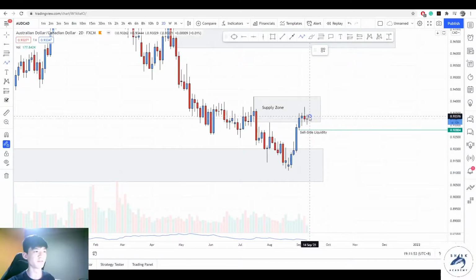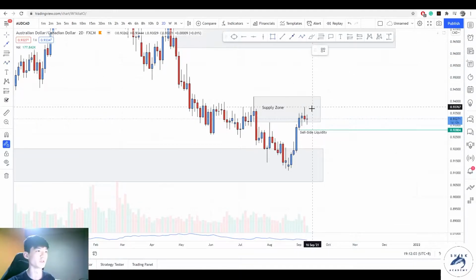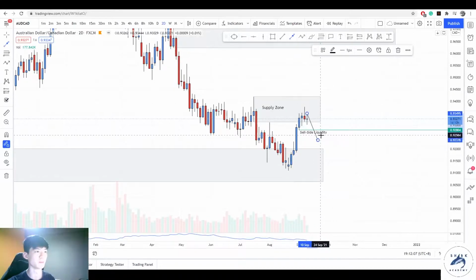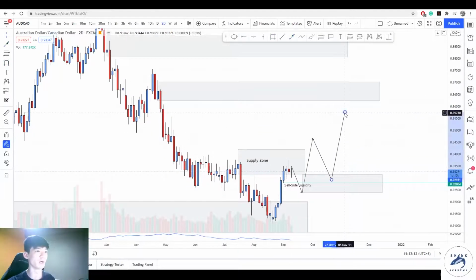So if sellers fail to push lower, then we expect this supply zone to get run, flipping this area, leaving behind demand areas here for prices to go higher. Can you see over here now? Let's say prices come back to fill this imbalance, break out of structure, leaving behind a sell to buy move for us to get involved. And now our target would be liquidity highs here.